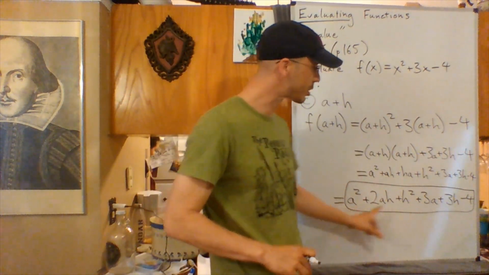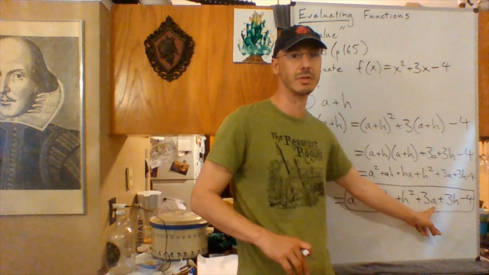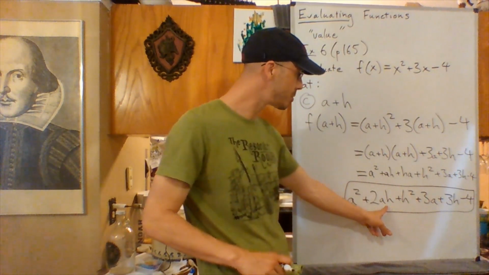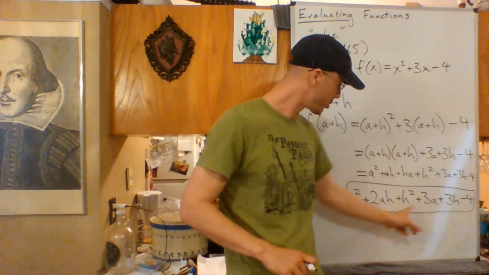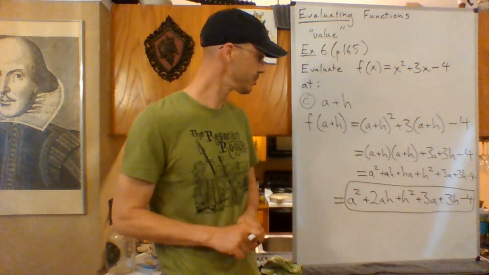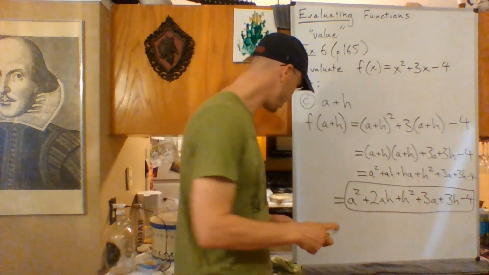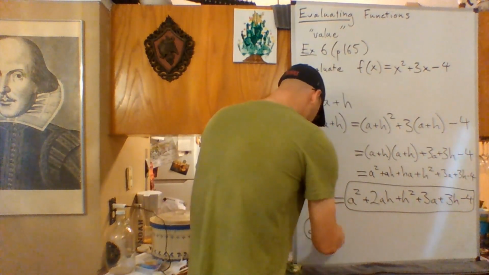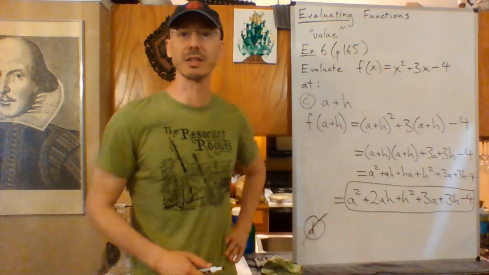I've got an a squared term and an a term, but those aren't like terms. I've got an ah term here and an a term and an h term, but they're not like terms because they don't have all the same variables. And we're going to omit part D of this example.